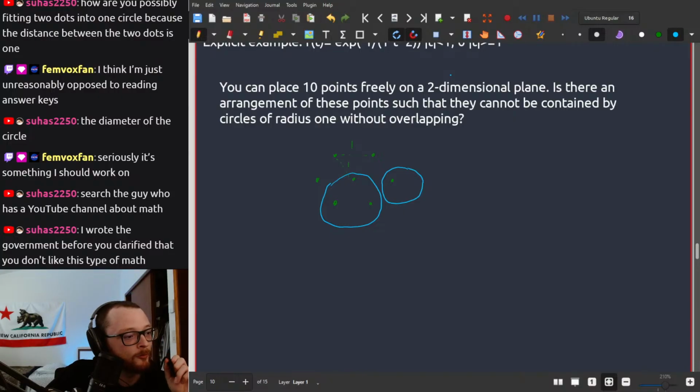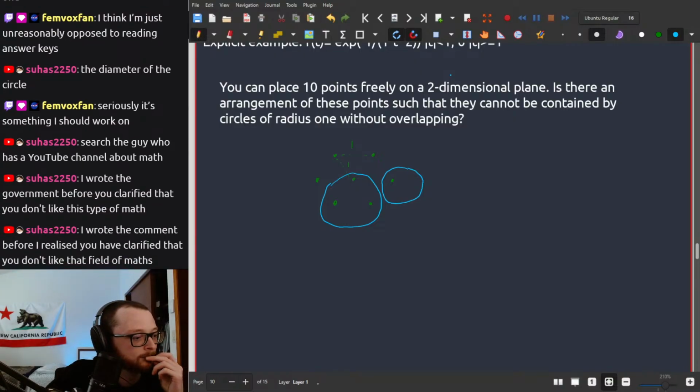Are you possibly fitting 2 dots into one circle if the distance between the 2 dots is 1? The circles are radius 1, I think, not diameter 1. Unless I'm misremembering that. Oh, yeah. No worries.